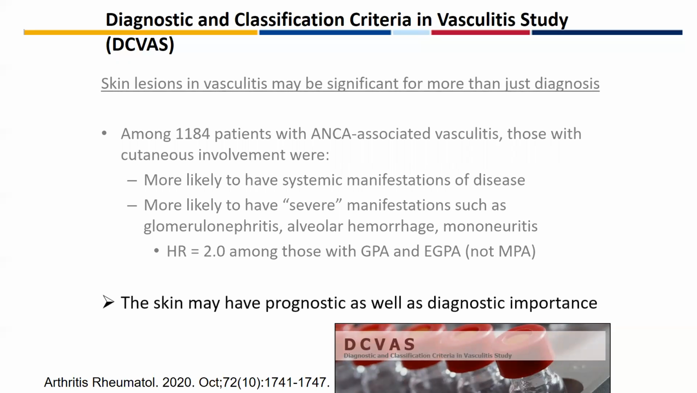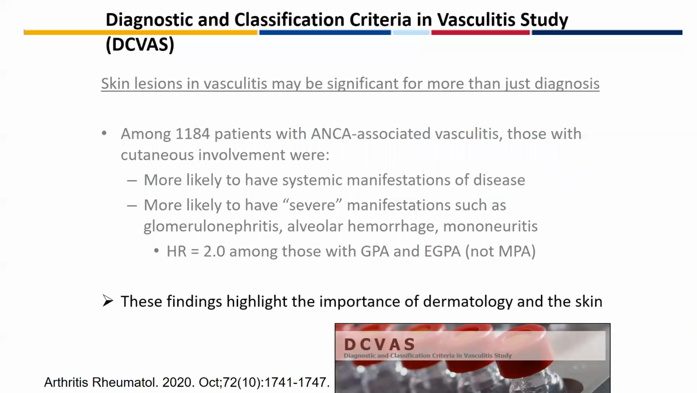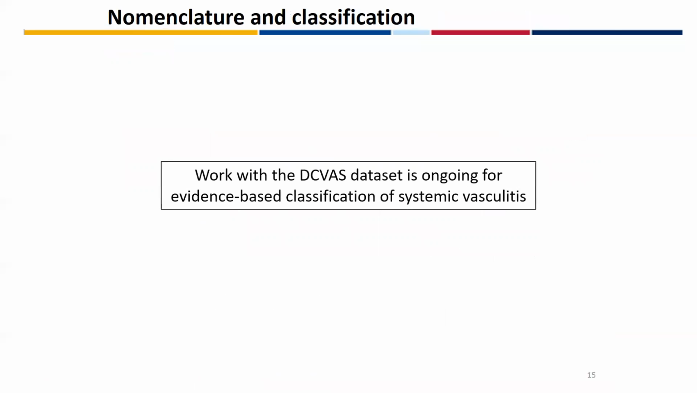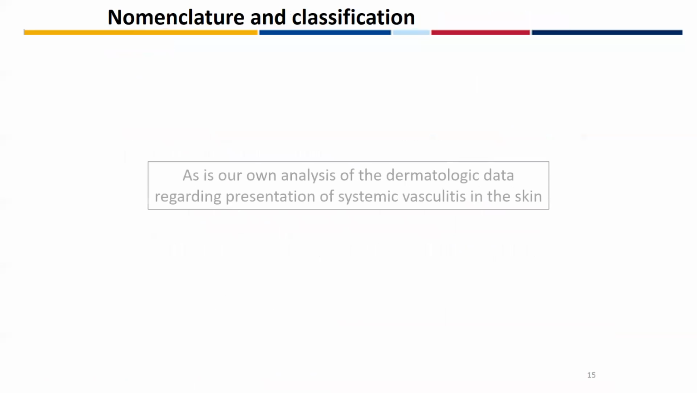And so the skin may have prognostic as well as diagnostic importance. And it speaks further to the importance of dermatology and the skin and how we fit into the puzzle of diagnosing and managing these patients. So the work with the DCVAS dataset is ongoing for evidence-based classification of other types of systemic vasculitis.